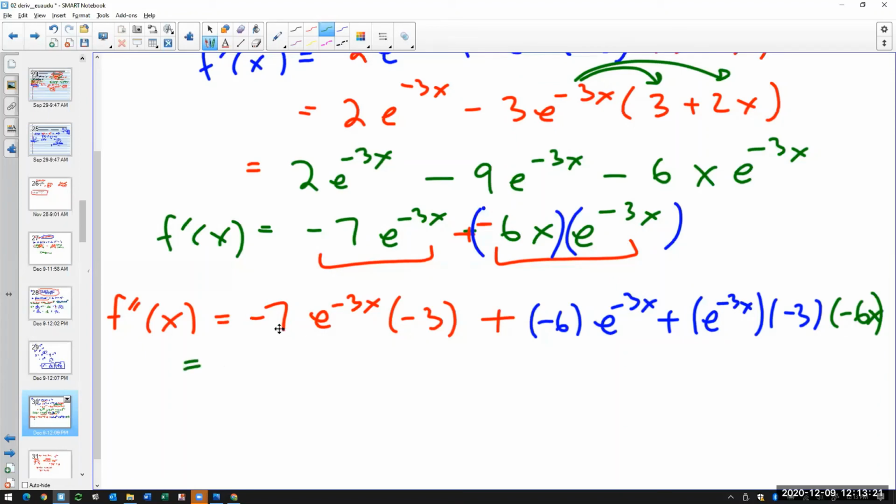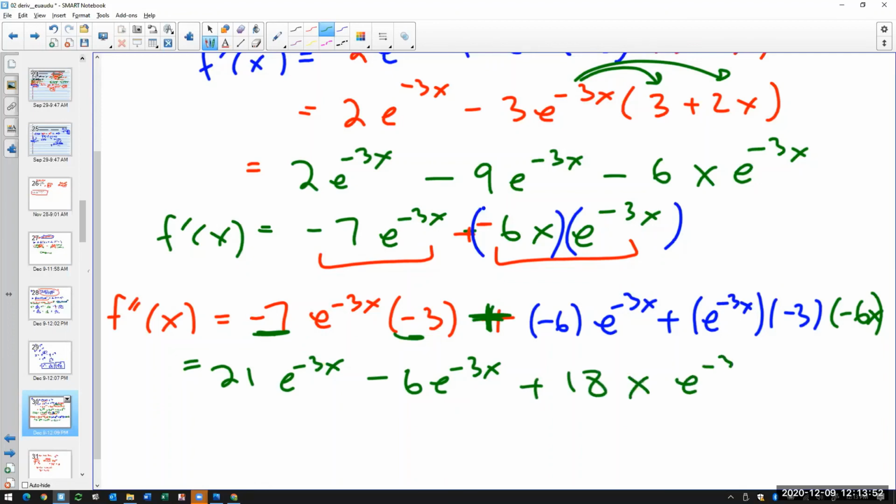Right here, I'm going to combine negative 7 and negative 3. I cannot multiply across this plus sign, but I can multiply to the left of this plus sign. So that's going to be 21 e to the negative 3x. Right here, I'll just have negative 6e to the negative 3x. And then right here, I can multiply the negative 3 and the negative 6. So do you guys see that's positive 18, right? So positive 18 x e to the negative 3x.